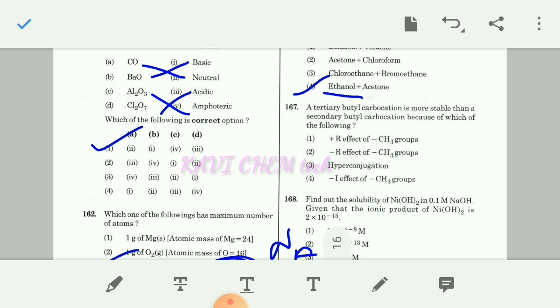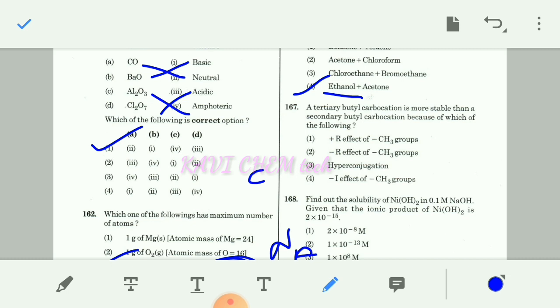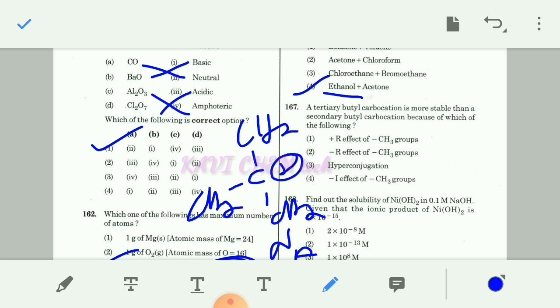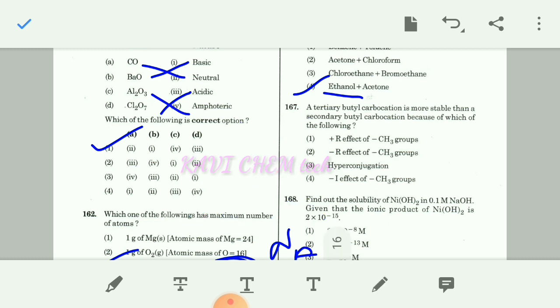The tertiary butyl carbocation is more stable than the secondary butyl carbocation. Which of the following effects are they asking about here? According to the hyperconjugation effect, the substance which has the maximum number of alpha hydrogens is more stable. The tertiary butyl carbocation will have 9 alpha hydrogens. That only is responsible. So according to that, option 3, hyperconjugation, is the correct answer.